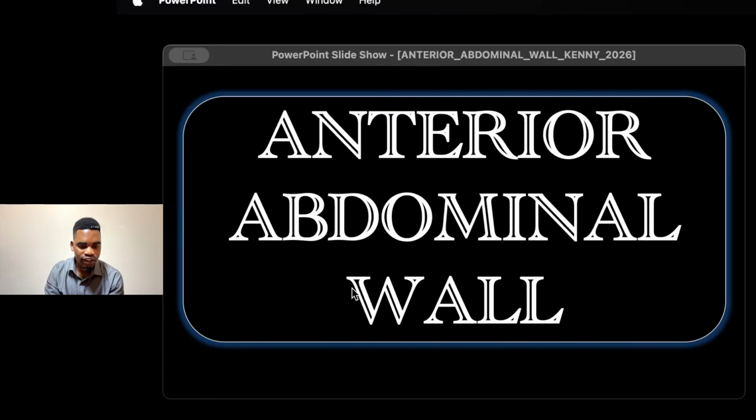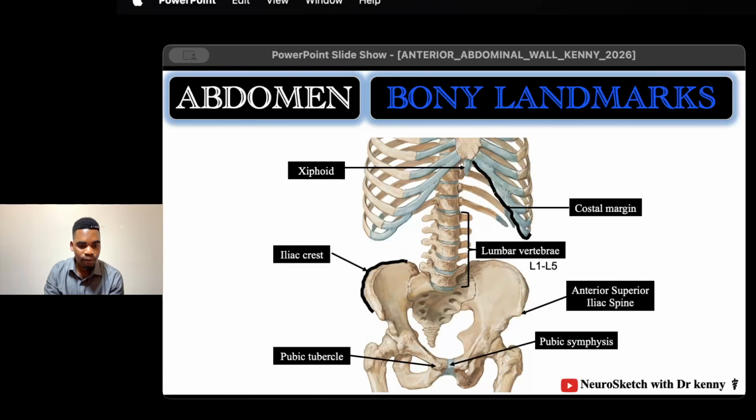Let's have a discussion on the anterior abdominal wall. But before we dive into details, let's see the bony landmarks one more time. We said we have the lumbar vertebra, the costal margin, the xiphoid process here, and as a part of the pelvic bones, we saw the iliac crest here and its continuation as the anterior superior iliac spine.